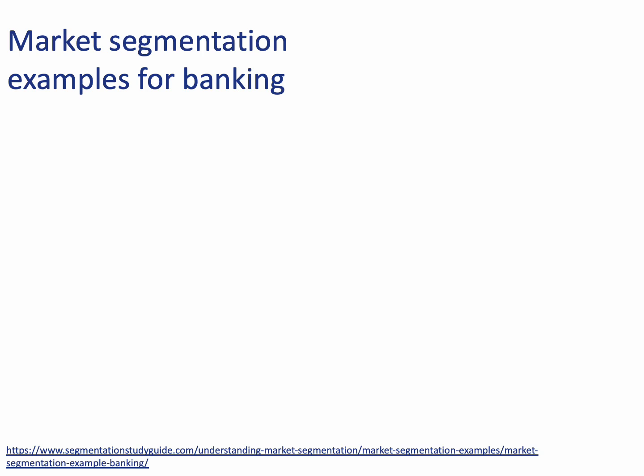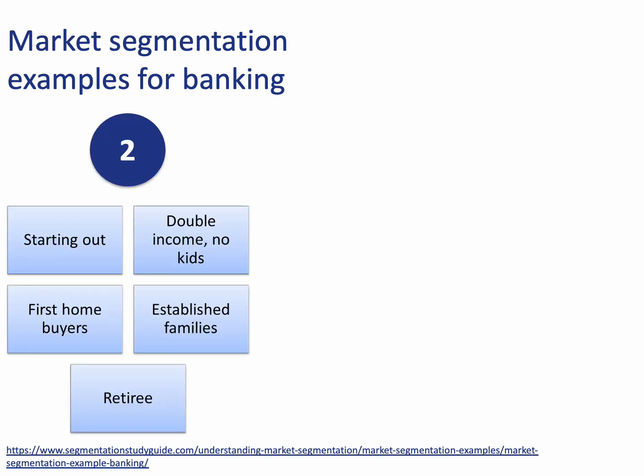Let's look at the number 2 example for market segmentation for banking. We can segment people into starting out, double income no kids, first home buyers, established families, and retirees. So this is another example to segment. In this market segmentation example, the concept of the family life cycle is being used primarily.